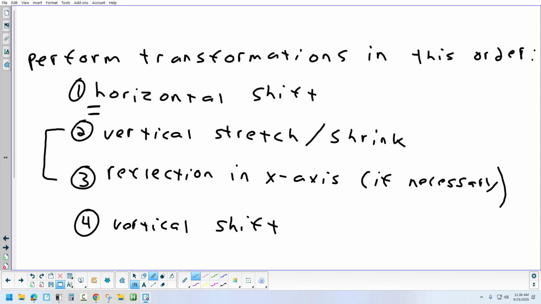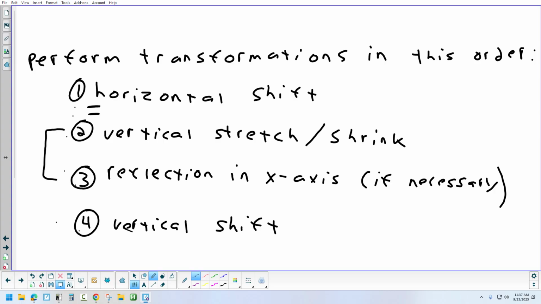But the general pattern is you have to handle all your horizontal transformations first and your vertical transformations last. And there are technically 3 horizontal and 3 vertical, but we're only dealing with 1 horizontal today. So the first thing you look for is a horizontal shift. Then you look for any vertical stretching or compressing. The third thing is any reflections over the x-axis, which is a vertical reflection. And the last is any vertical shifts.